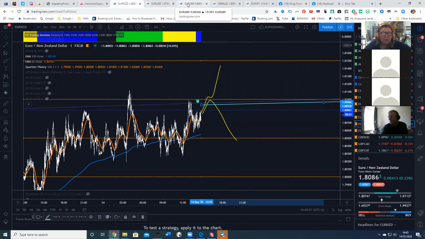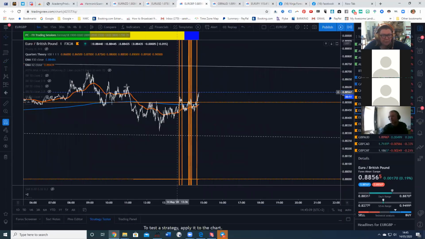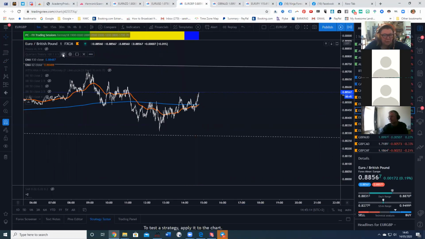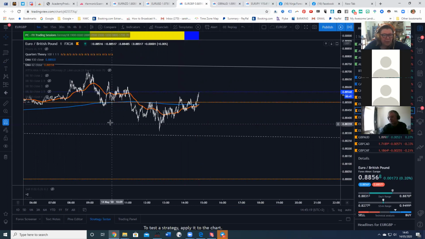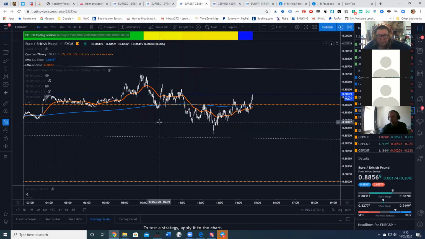Let's have a look at Euro GBP. I was in that one briefly, but I didn't stay in it. I just did a break even on that because I suddenly realised it was going to do something else because of Bank of England. Oh, that's right. I hadn't looked at the news, but it was okay. I got out and that was fine.